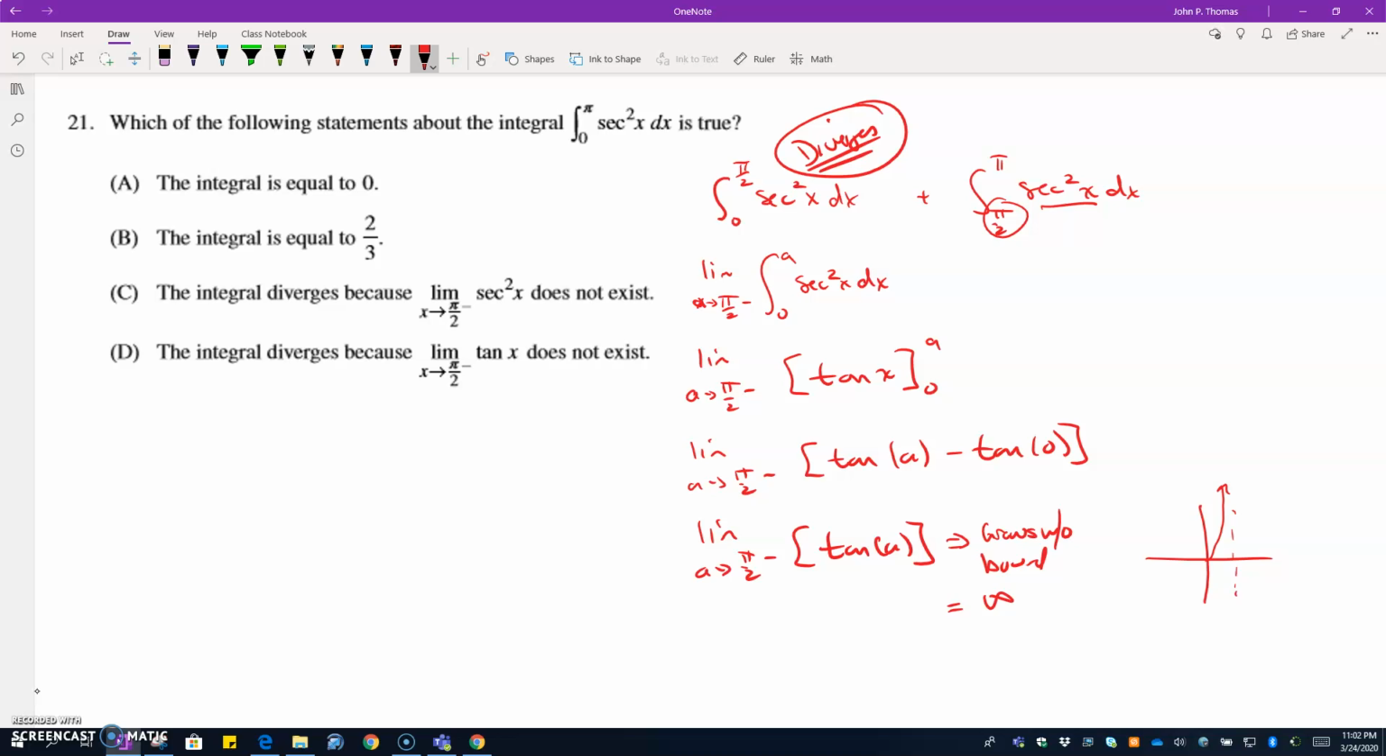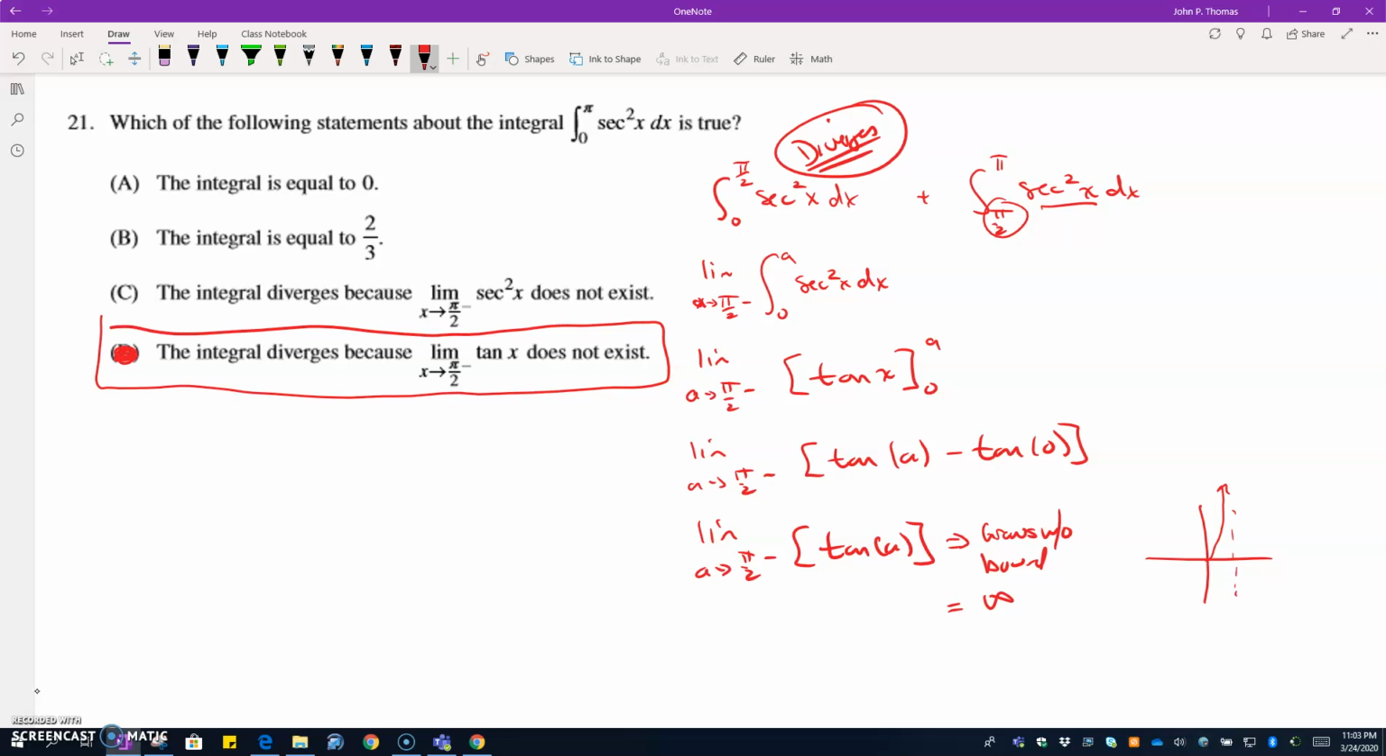So on this one, what I would look at is my choices. The integral equals 0. We know that's not the case because we are divergent. The integral equals 2/3. We know that's not the case because we are divergent. The integral diverges because the limit as x approaches pi over 2 from the left of secant squared x does not exist. That wasn't the limit that we dealt with. So then we get down to the last one, and that is the limit that we encountered as we went through this improper integral.